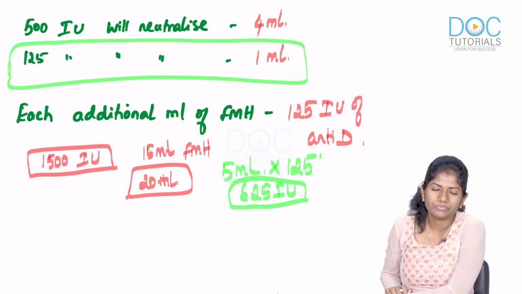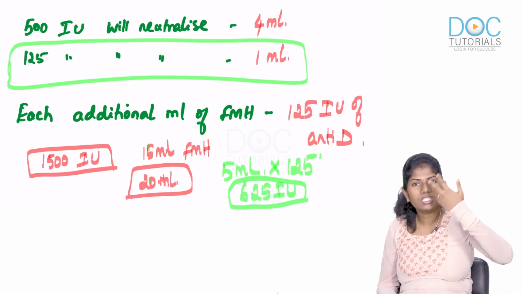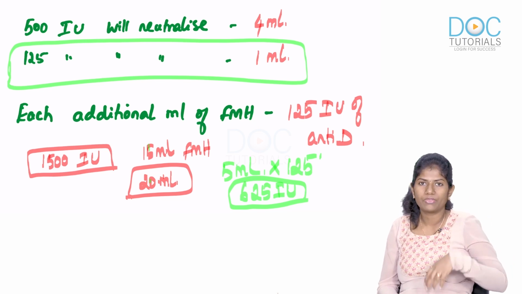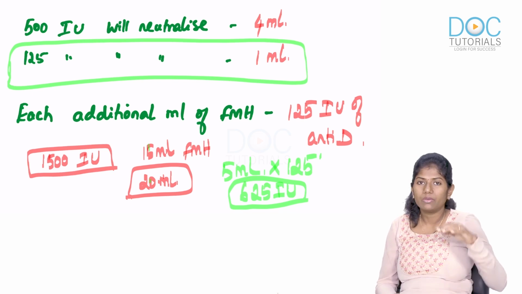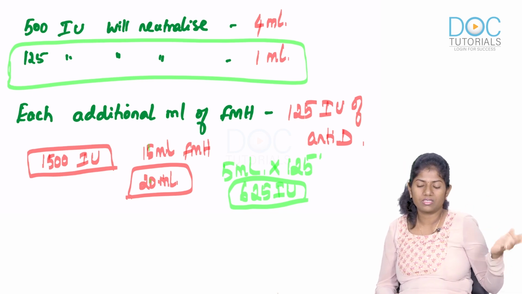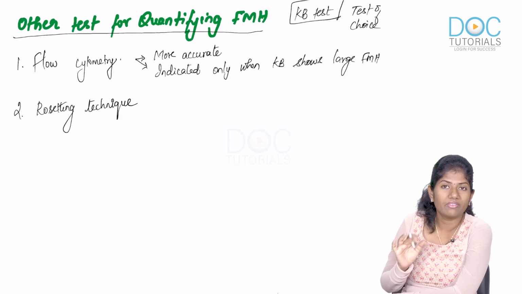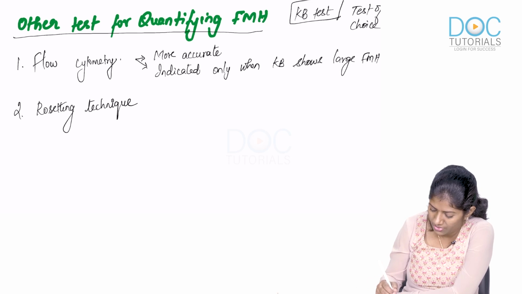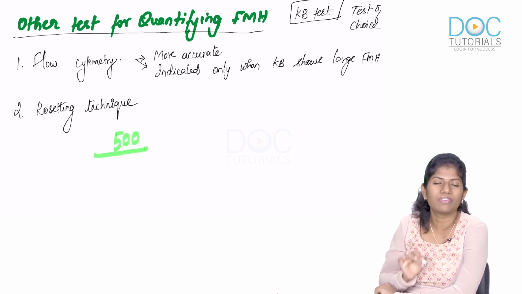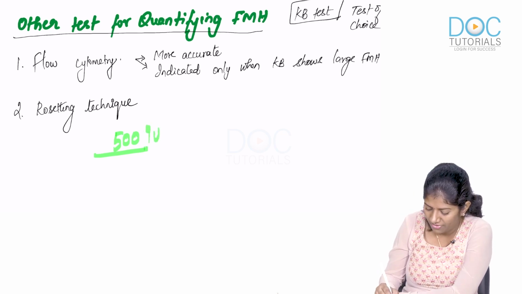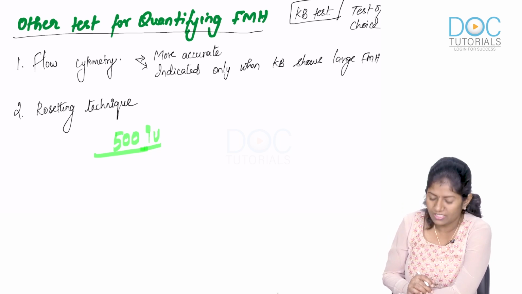You understand, no? So 1500 is for 15 ml. Beyond this 15 ml, for every 1 ml, you keep giving 125. Now, if you haven't given 1500, I'll tell you another example. In case you have given only 500 international units of anti-D, and now you are ordering a KB test.